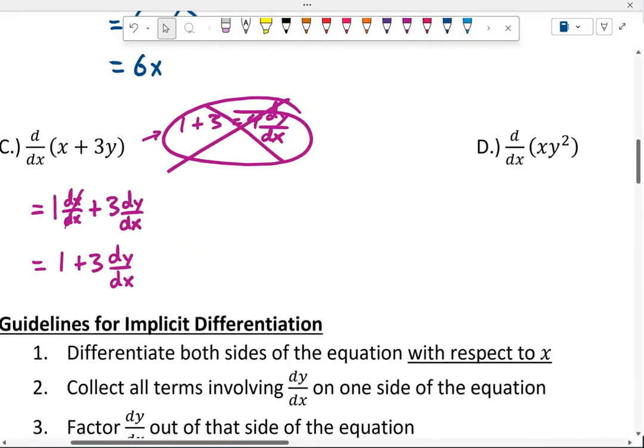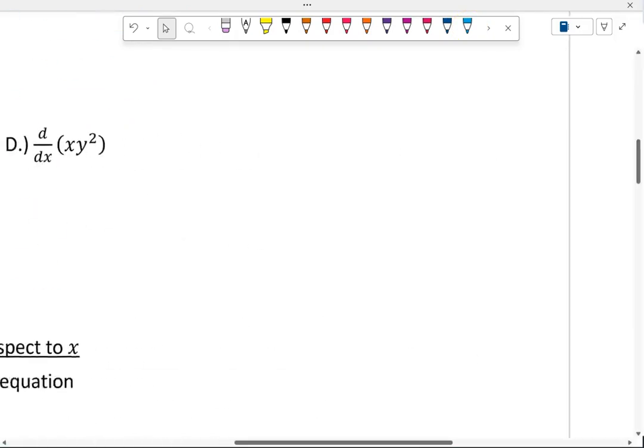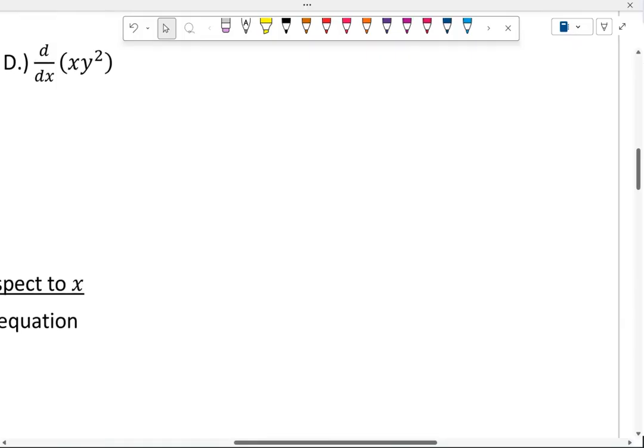I want you to think about this. What would we do with d dx of x times y squared? Think about it. Talk in your groups. All right, everybody. Let's talk about it. First off, what rule do we need? Product rule. Same product rule we've been using.